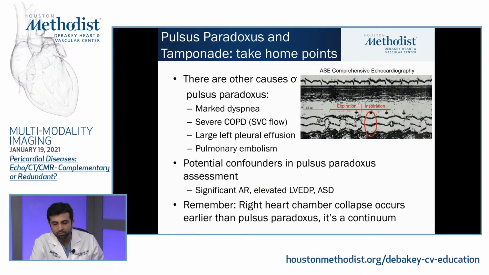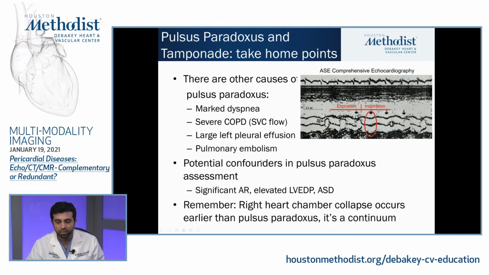So remember, for pulsus paradoxus and echocardiographic assessment, if the patient has severe dyspnea or severe COPD with wide variations and swings in the pleural pressure, that can create a pulsus paradoxus type phenomenon. Look for left pleural effusions, very large ones, pulmonary embolisms. This is the classic description of pulsus paradoxus. Notice how, because of the low left ventricular pressure, the aortic valve doesn't open here on inspiration, and this is the paradox where you can hear the heartbeat but you can't feel the pulse.